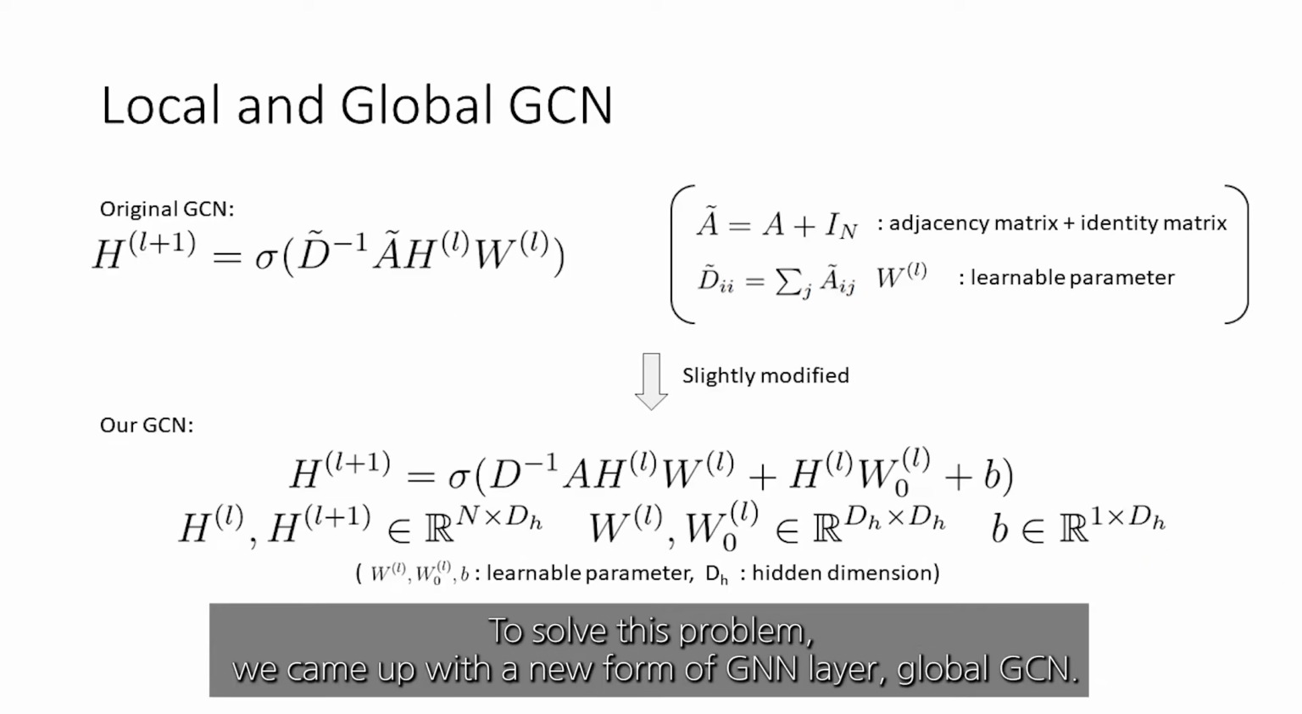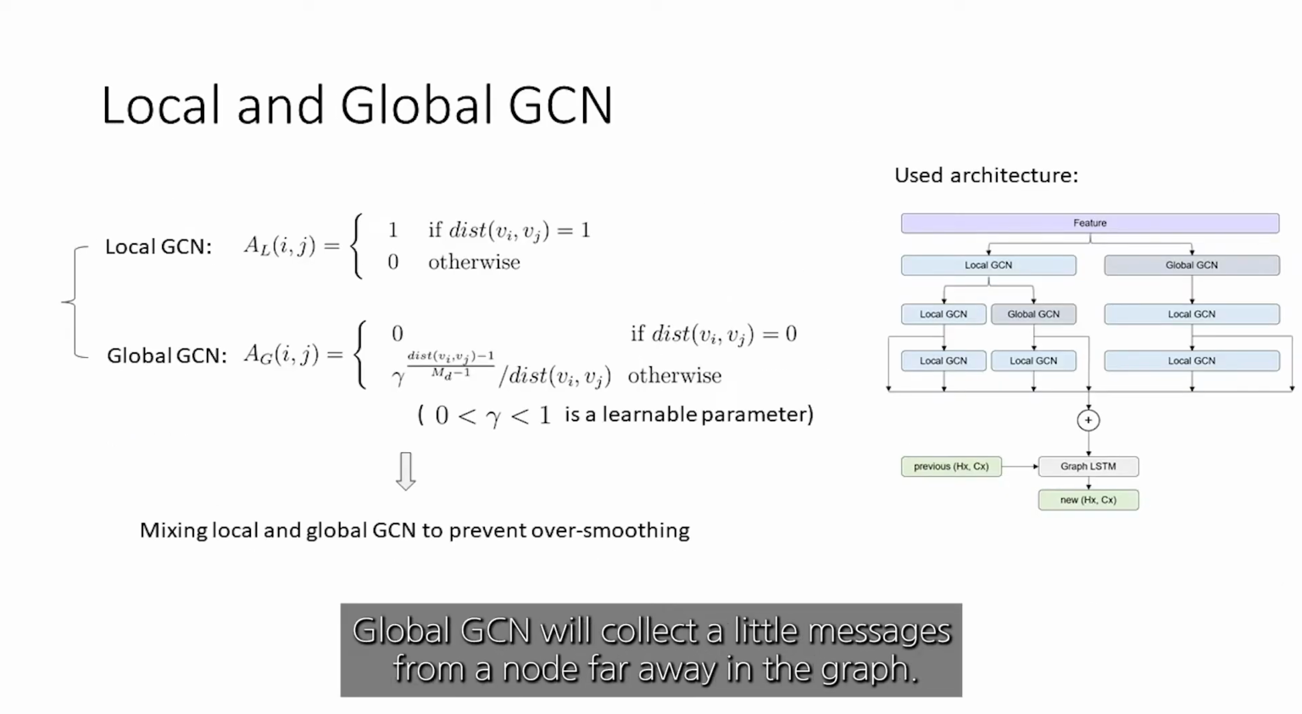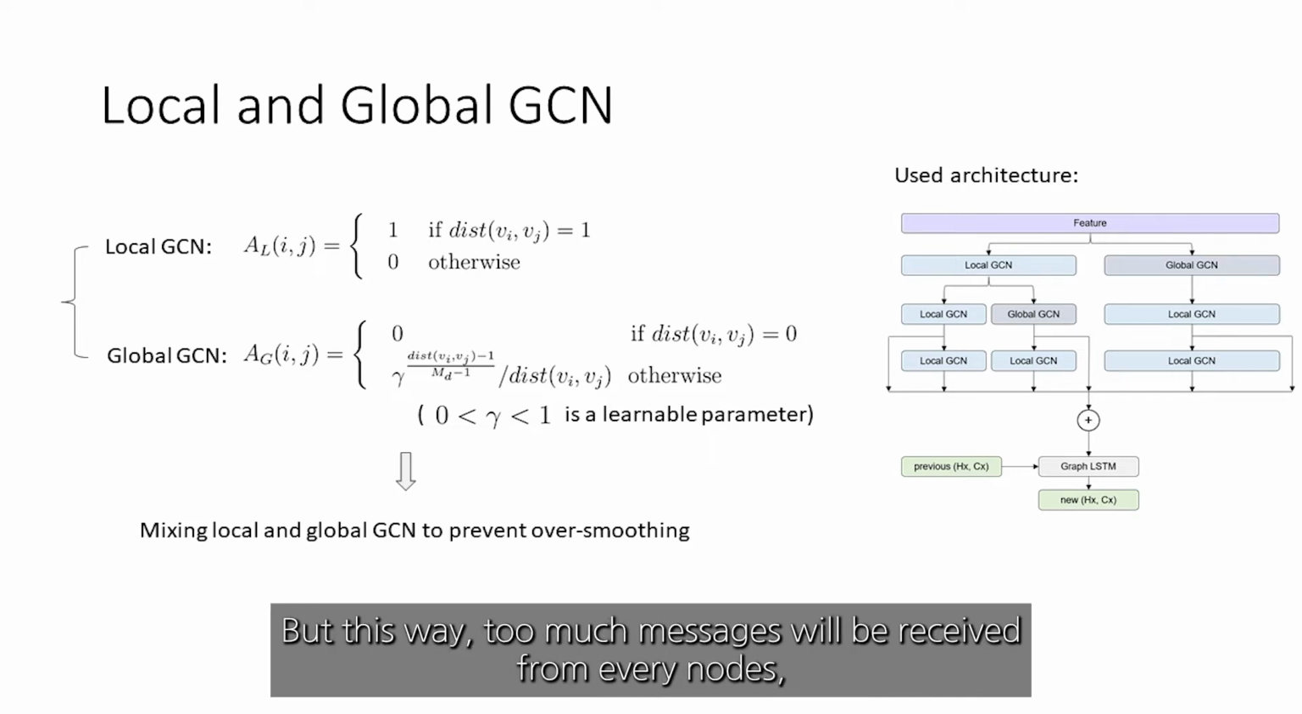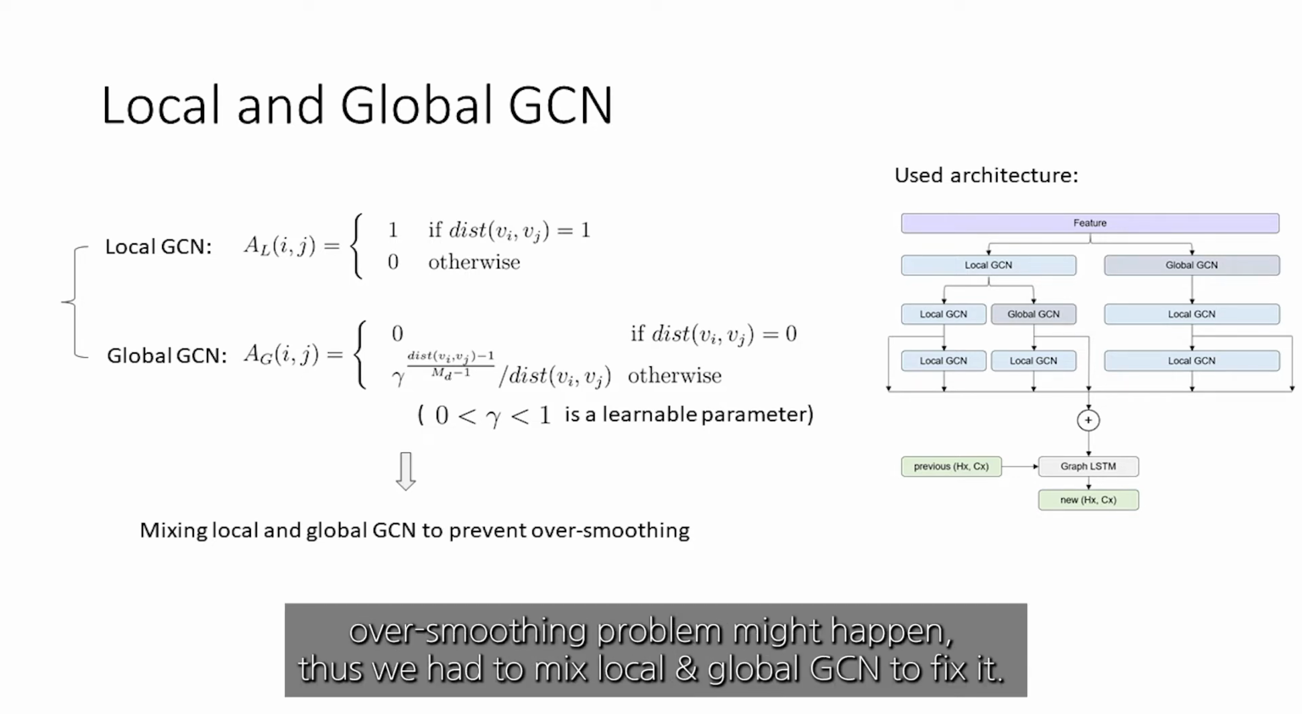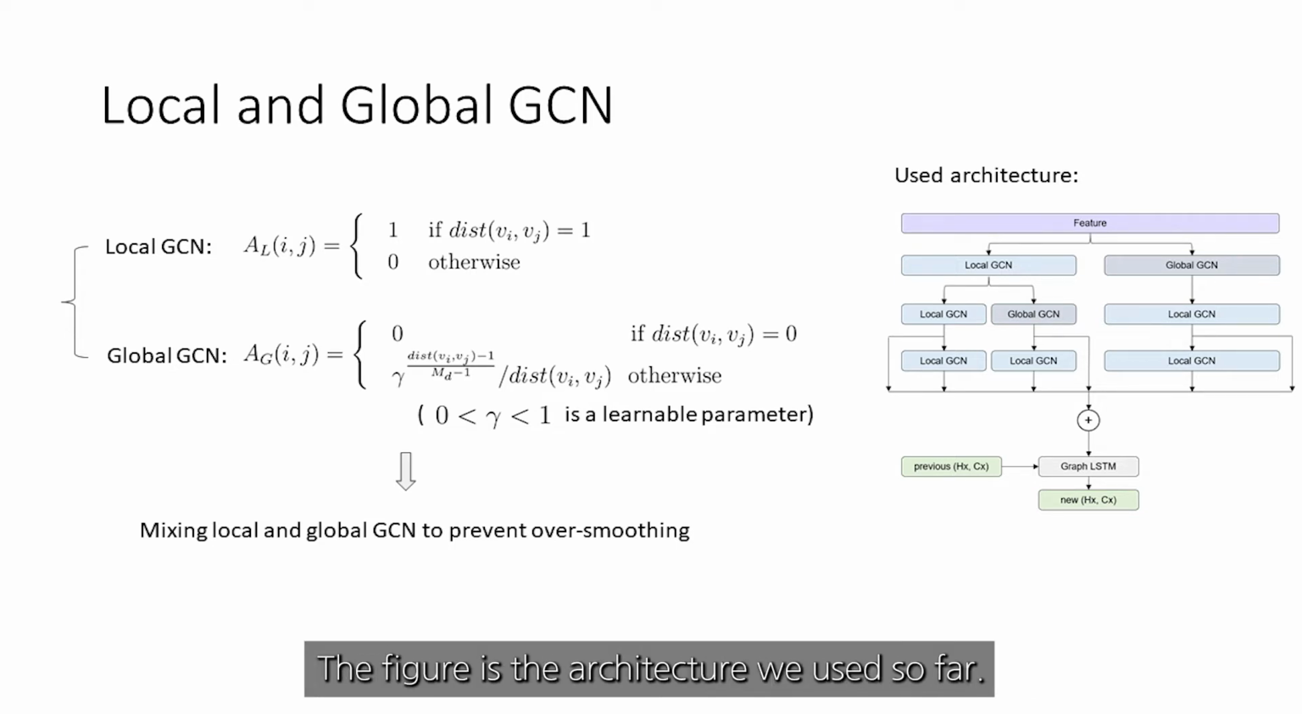To solve this problem, we came up with a new form of GNN layer, global GCN. Global GCN will collect a little message from nodes far away in the graph. But this way, too many messages will be received from every node, and an oversmoothing problem might happen. Thus, we have to mix local and global GCN to fix it. The figure is the architecture we used so far.